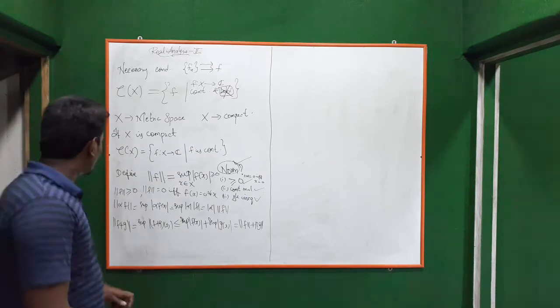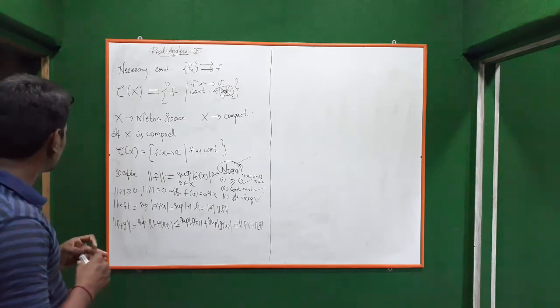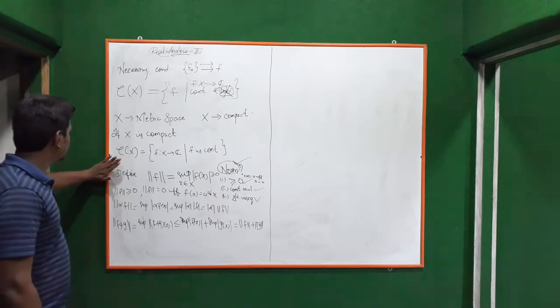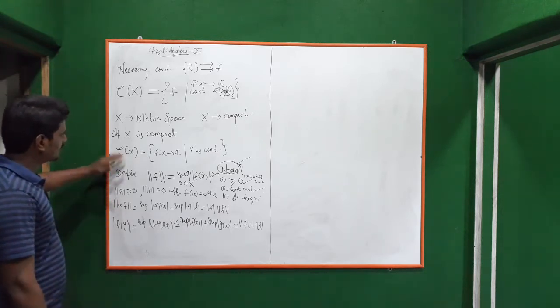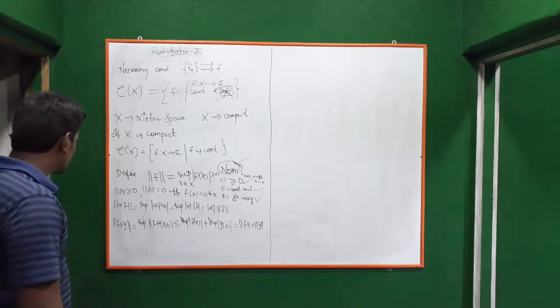Now, after defining the norm, what do we have to do? We have to speak about this set. So what type of set is this? Okay, yeah, we'll see that.